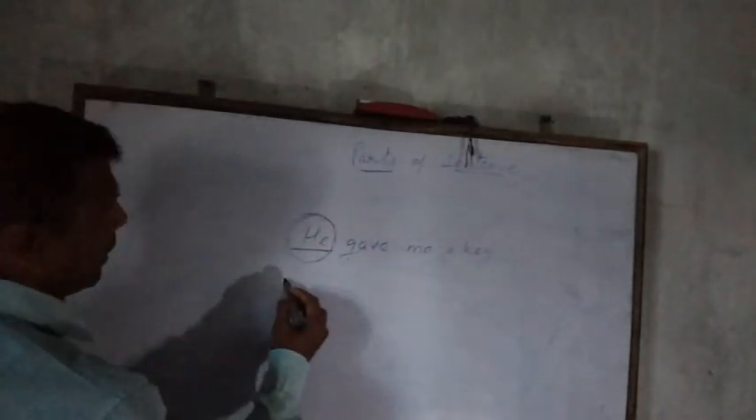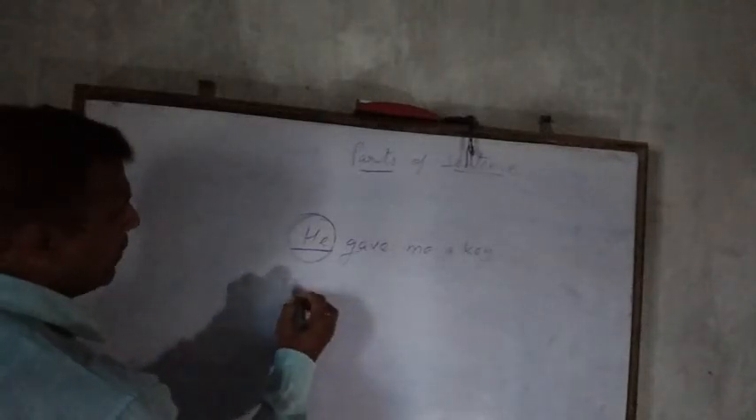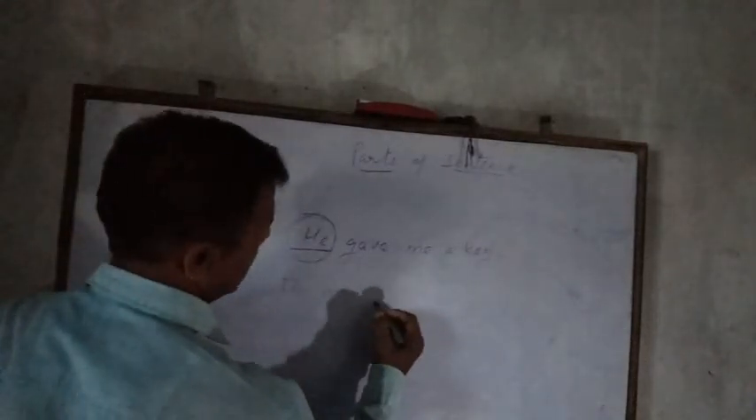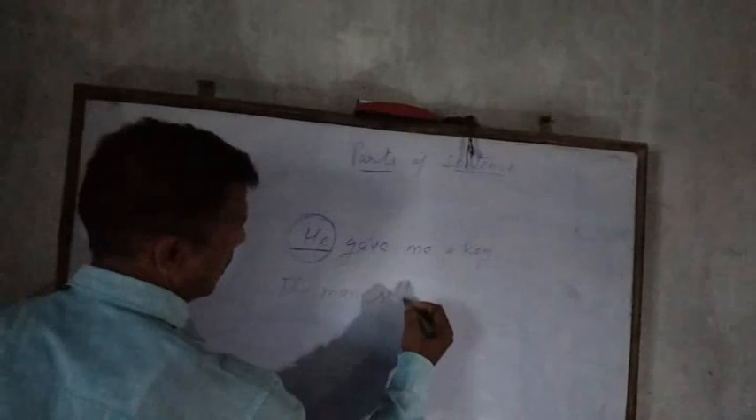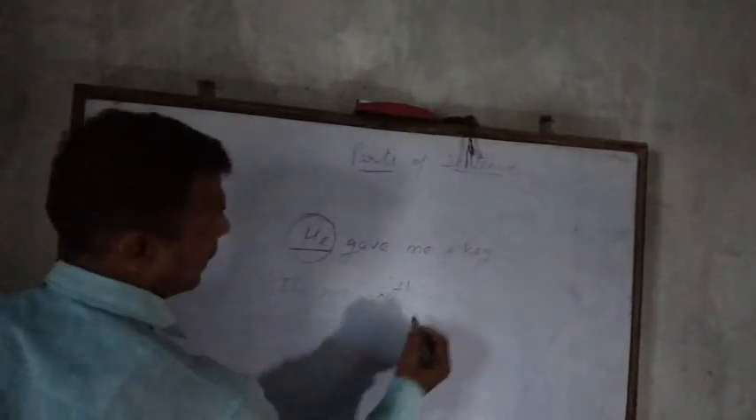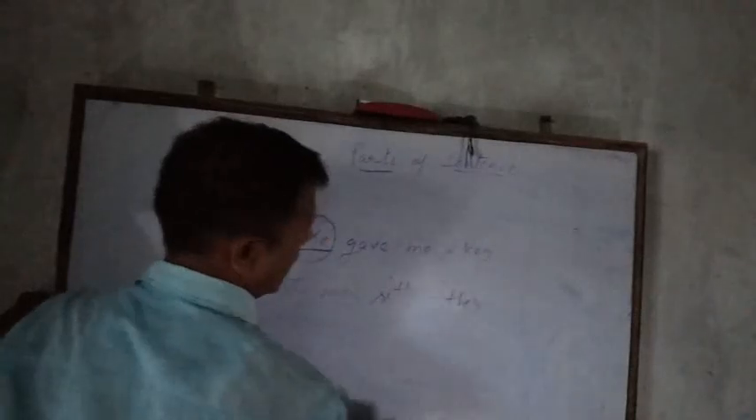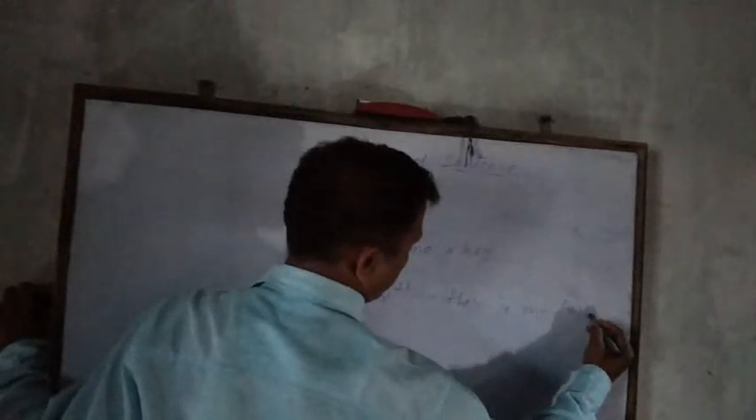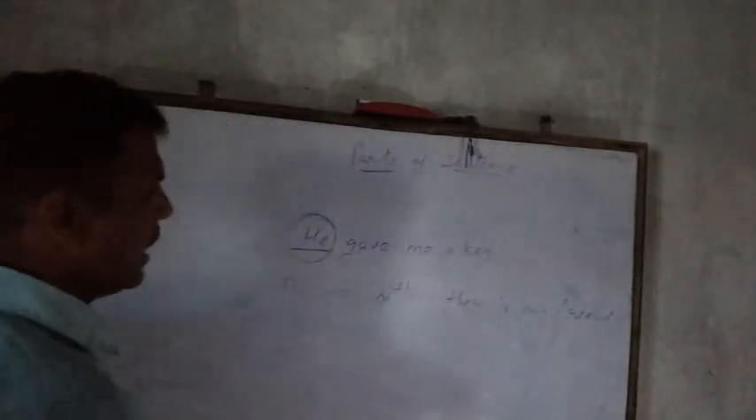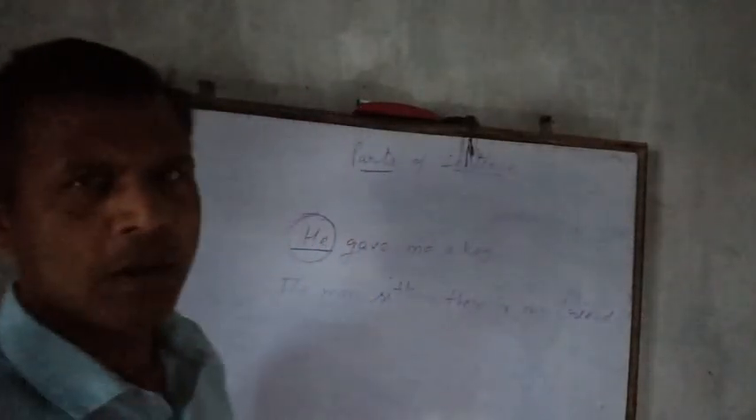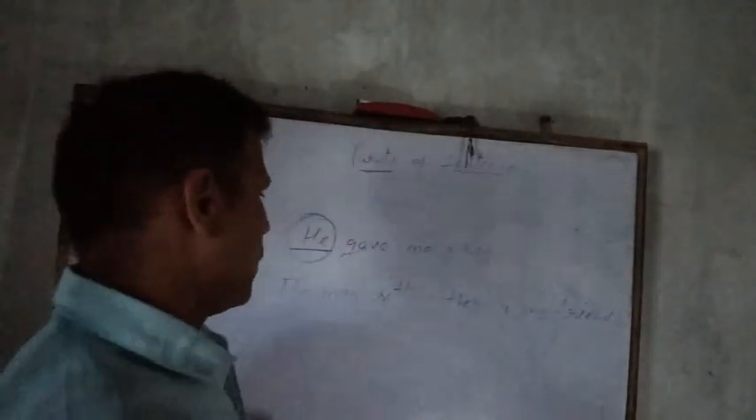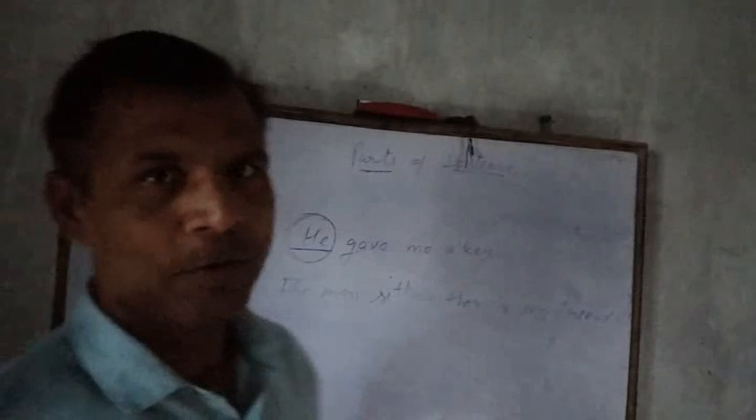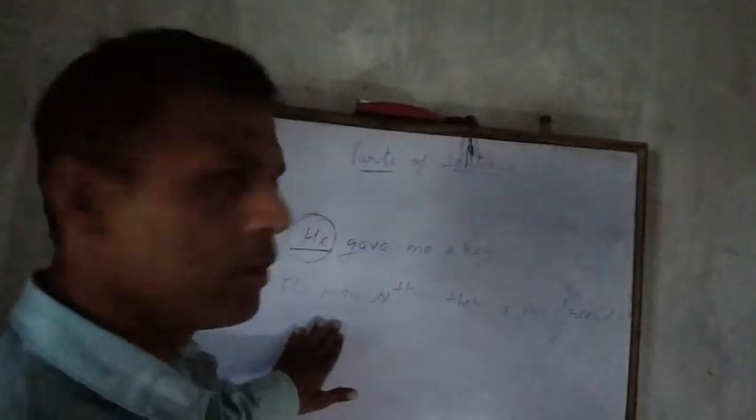For example, the man sitting there is my friend. The man sitting there is my friend. Now, whom are we discussing? We are discussing here the man. We are discussing here about the man.